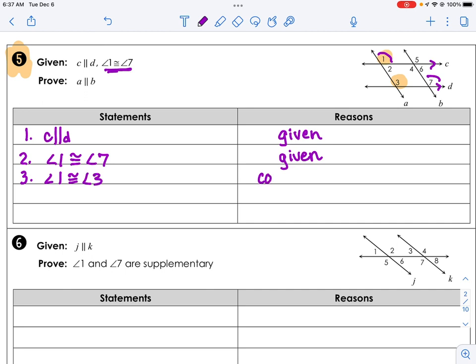So along transversal A, since C and D are parallel, we get our corresponding angles. 1 and 3 are congruent. Now the reason I picked 1 and 3 to put down in my list of information here, even though I had a bunch of other true facts I could have put, is because I already had 1 being congruent to 7. So if 1 is also congruent to 3, I can put those previous two statements together to say that angle 3 is congruent to angle 7 by the transitive property.